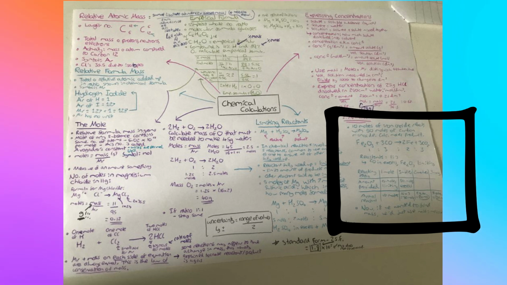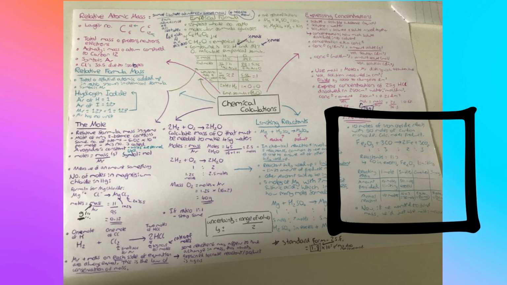However, a question is more likely to look like this. 10 moles of iron oxide reacts with 50 moles of carbon monoxide. Calculate the moles of the products. The equation will be given to you in the exam, which in this case is Fe2O3 plus 3CO makes 2Fe plus 3CO2. Now we're going to identify the molecular ratio by looking at the big numbers.